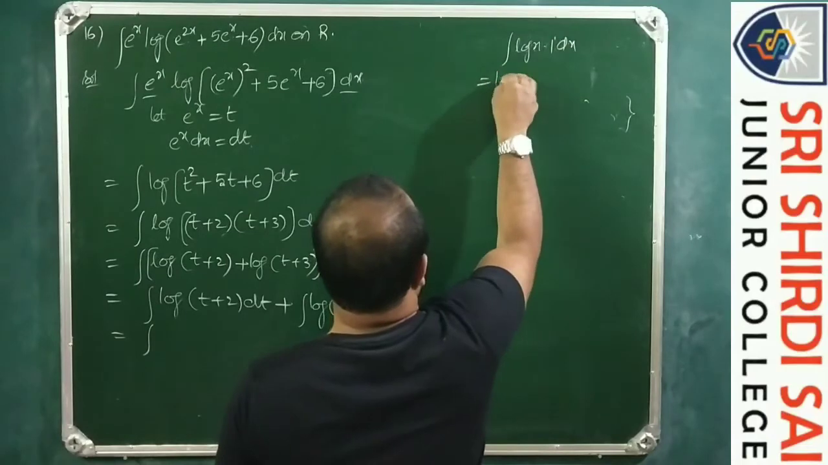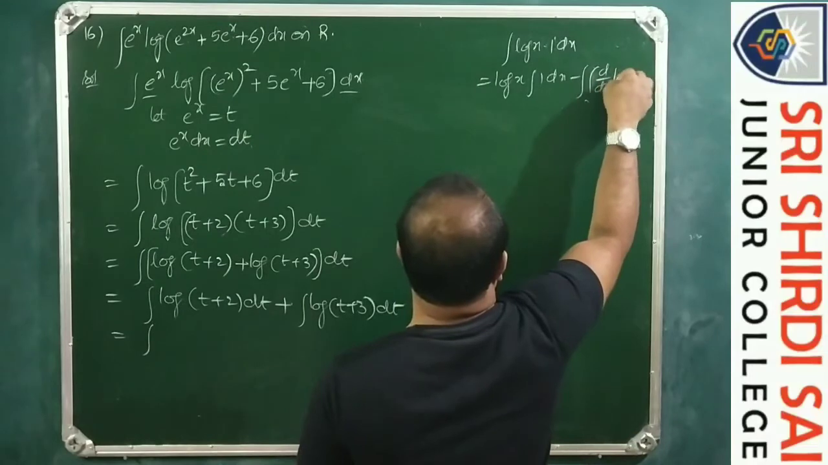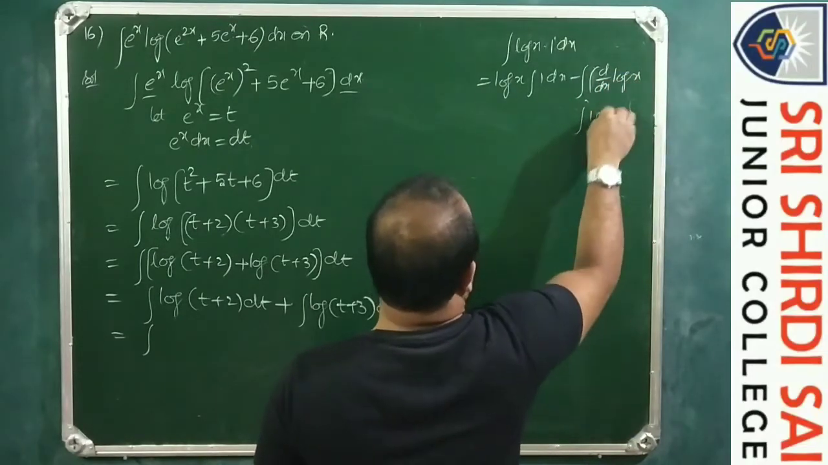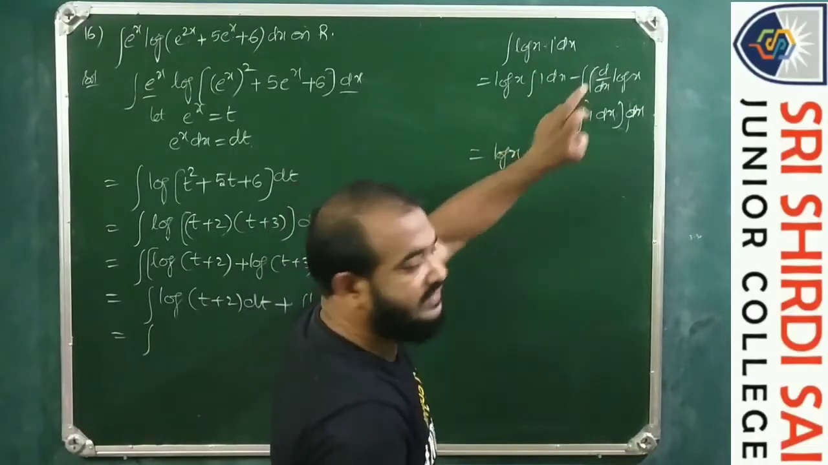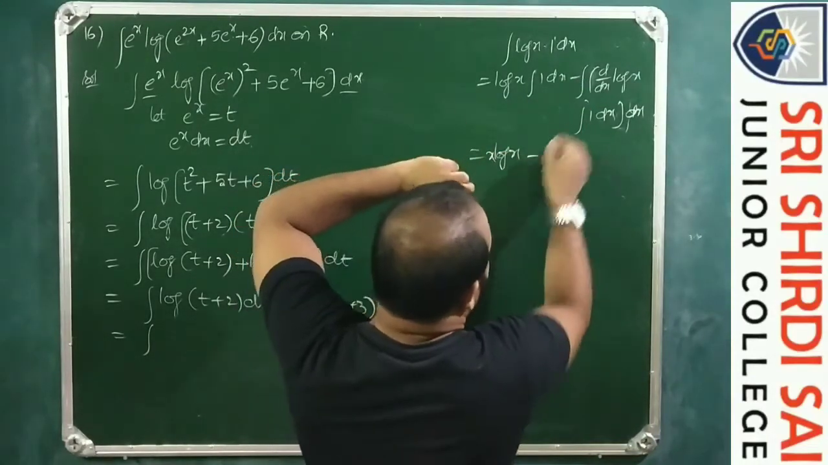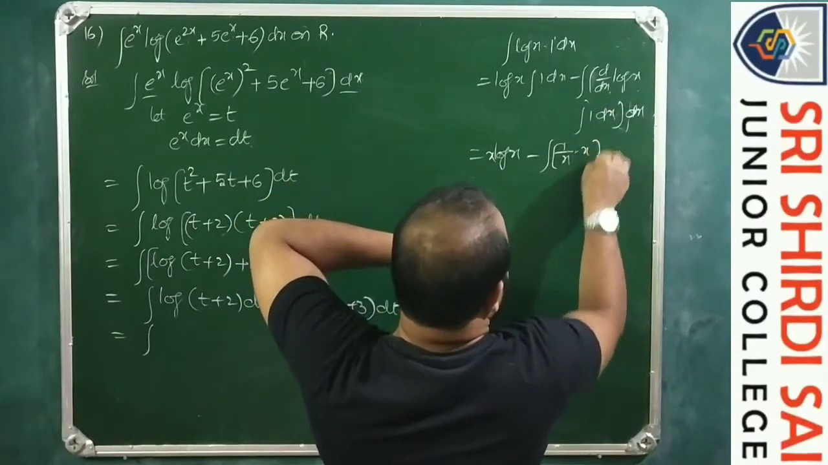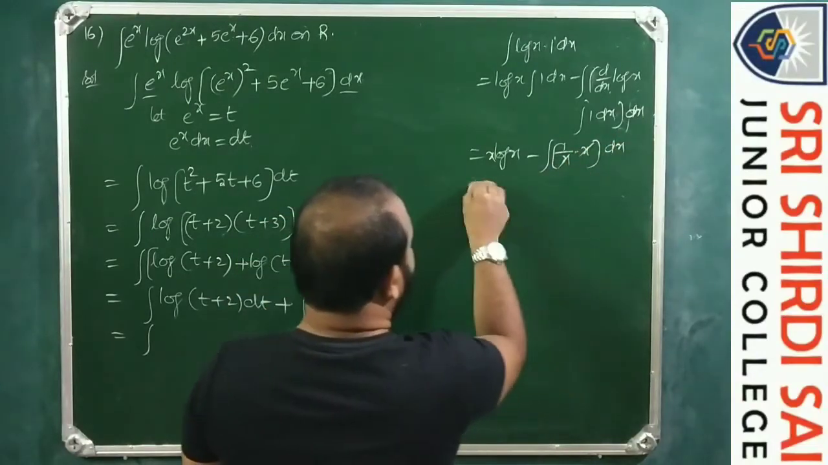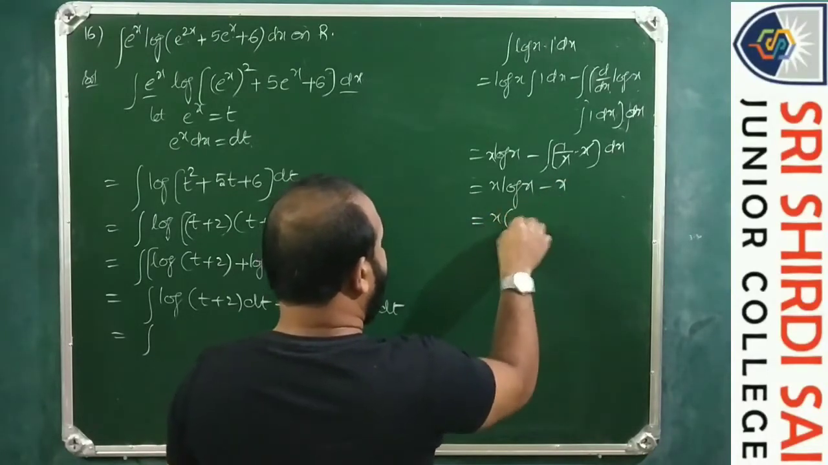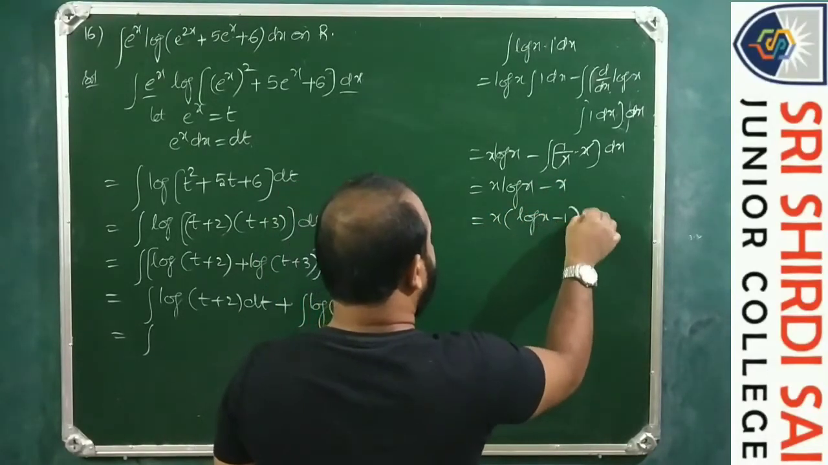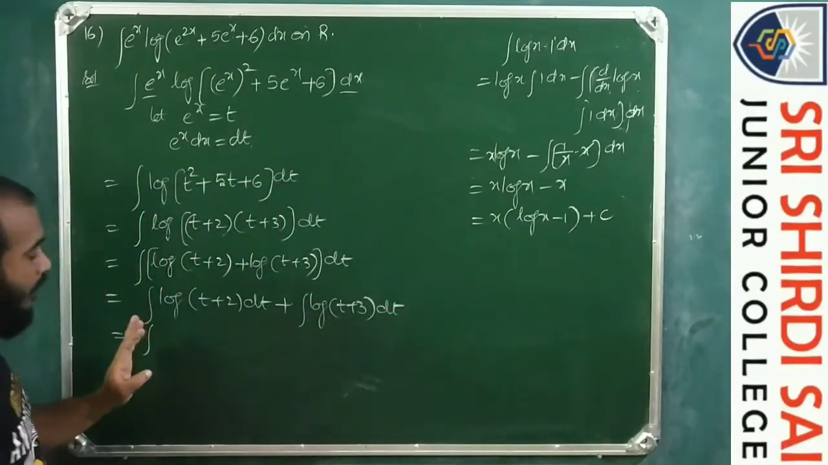So first function into integral of second function, minus the integral of d by dx of the first function into the integral of the second function, dx. So this is log x, integral of 1 dx is x, minus d by dx of log x is 1 by x, integral of 1 dx is x, whole dx. So x log x, integral of 1 dx is x. So taking x common, it is x(log x minus 1) plus constant of integration c. So this we know. So let us apply it.